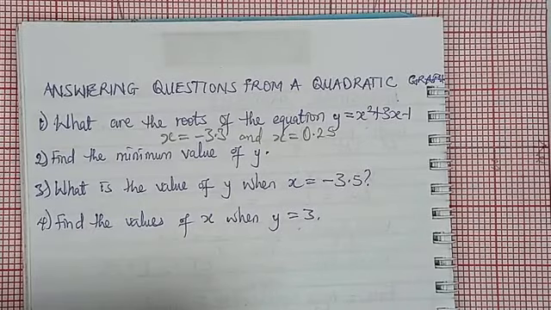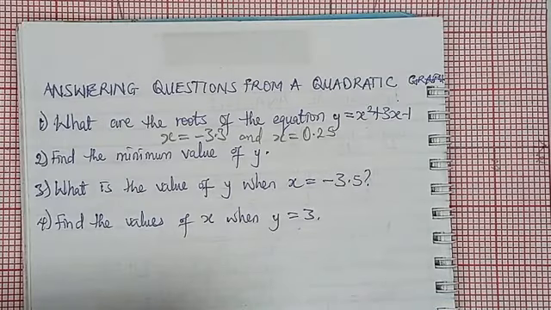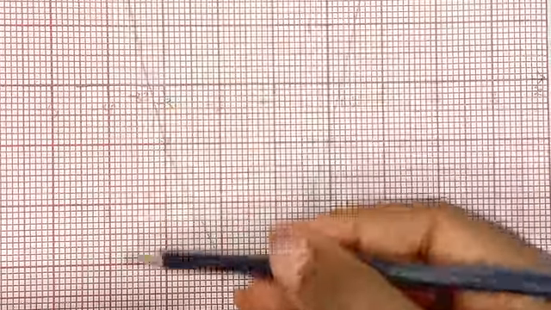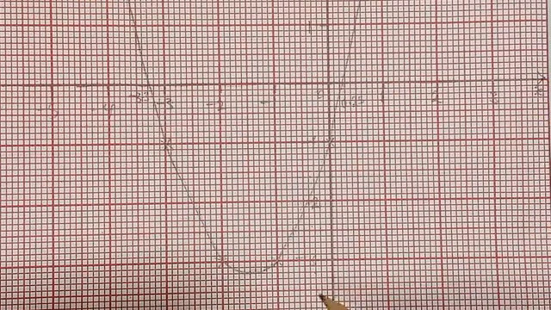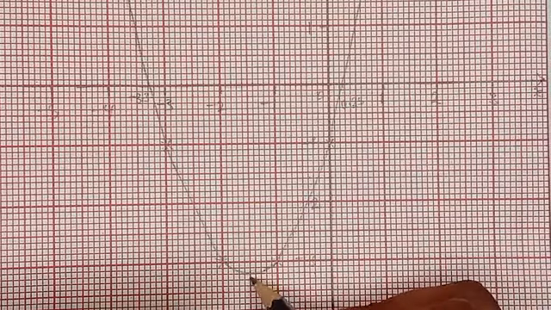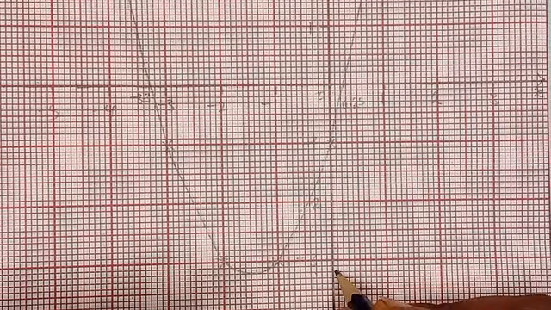Now to the next question. Find the minimum value of y. Minimum values are usually asked when the graph is a positive graph, that is when it's an upturned graph like this. We can see that the smallest value on the y-axis is at the bottom of this graph. So this is the minimum value of y.